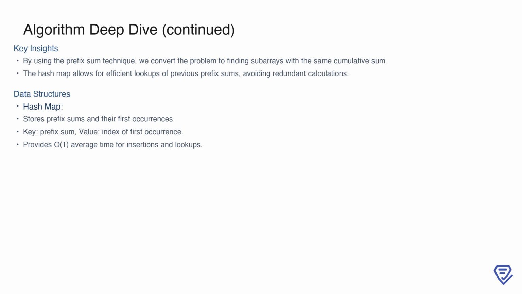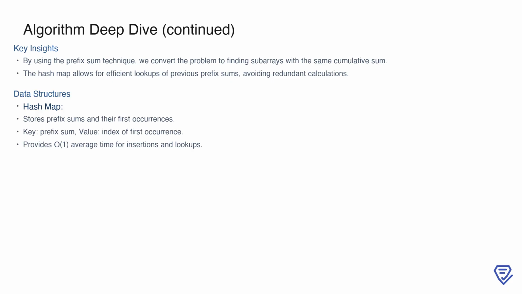The hash map serves as a key data structure here. Each prefix sum is stored as a key, and its value is the index of its first occurrence. This allows us to efficiently calculate the length of subarrays without recomputing counts. Hash map operations, such as inserting and looking up prefix sums, have an average time complexity of O(1), making this approach both elegant and efficient in practice.